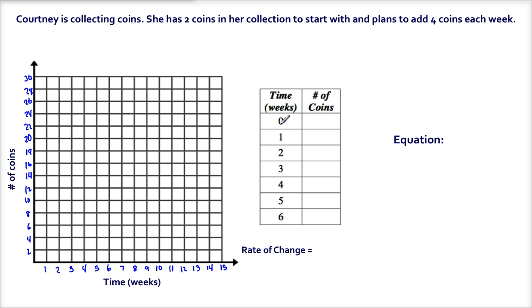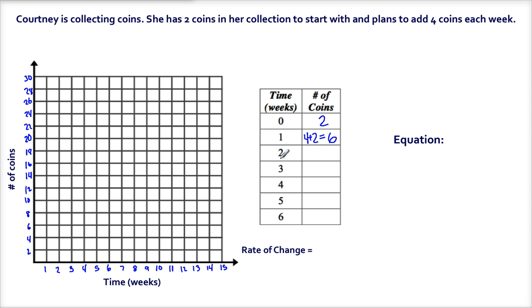After 0 weeks have passed, how many coins does she have in her collection? Whenever you see 0, that just means how much does she start with? It says that she has 2 coins to start with. After 1 week, how many coins does she have saved? Well, she has 4 coins because it's been 1 week, plus the 2 she already had. So she has 4 plus 2, which is 6 coins now after 1 week.